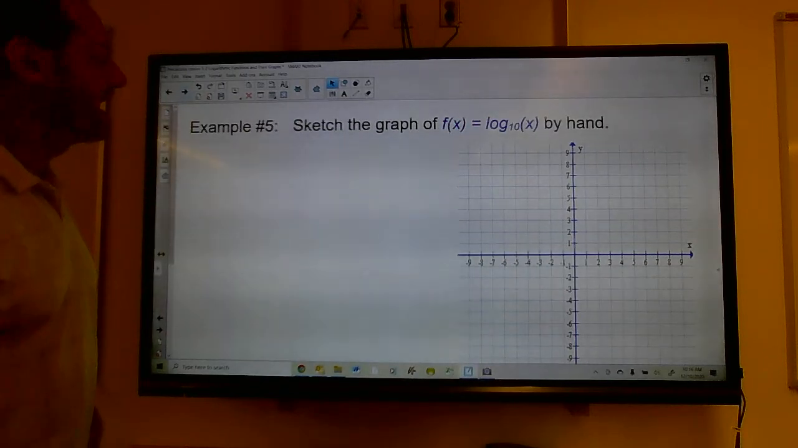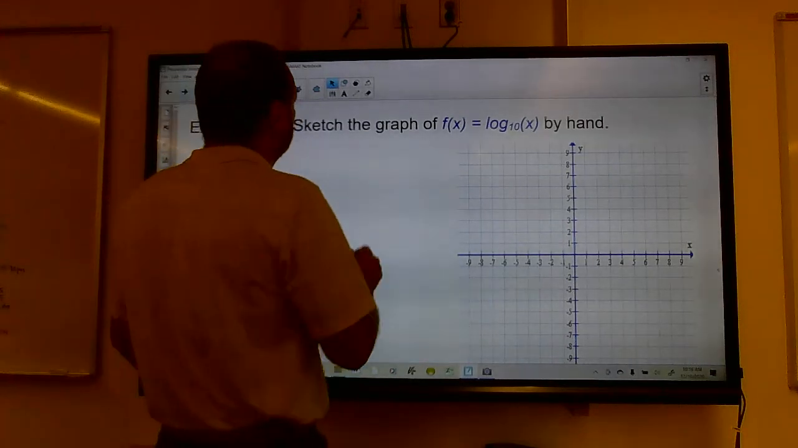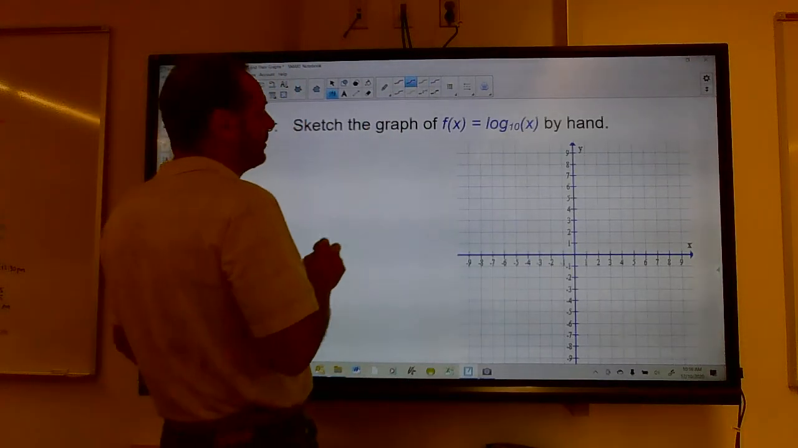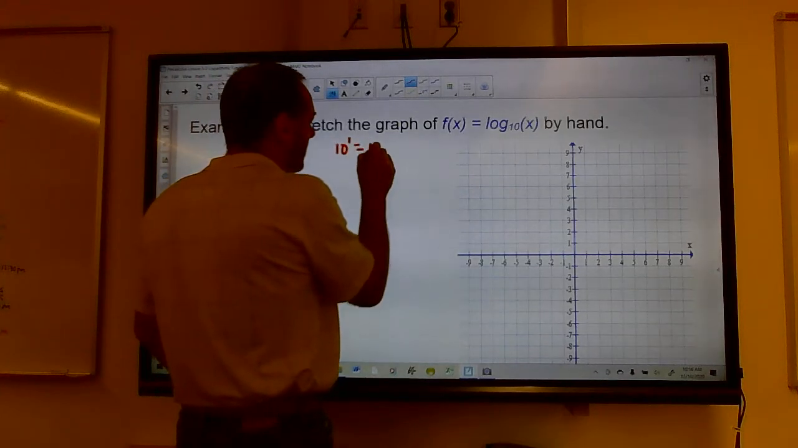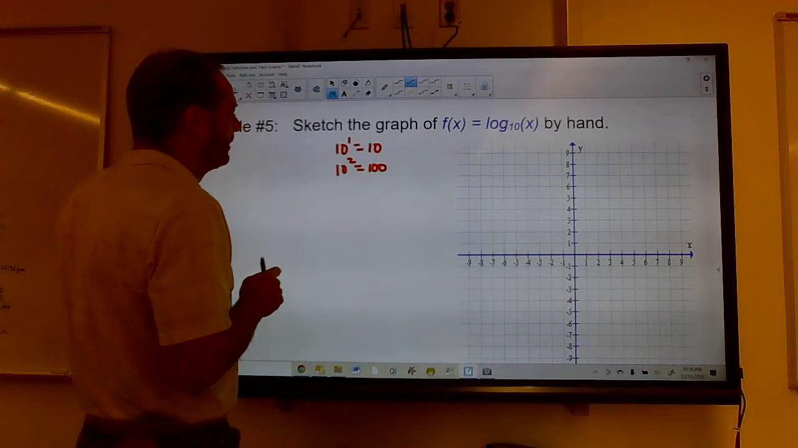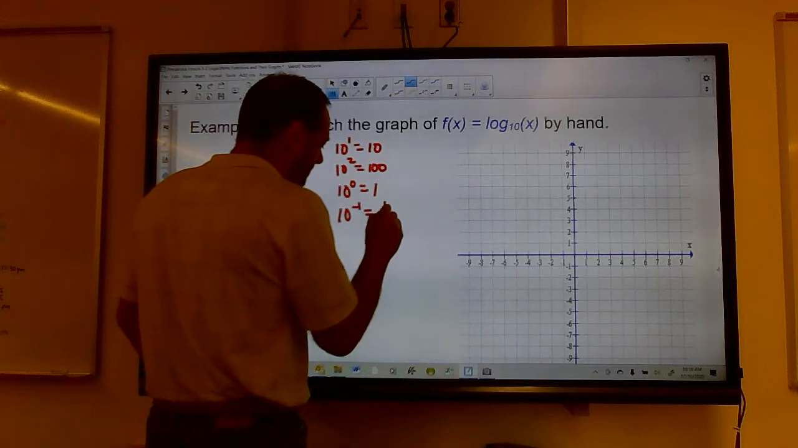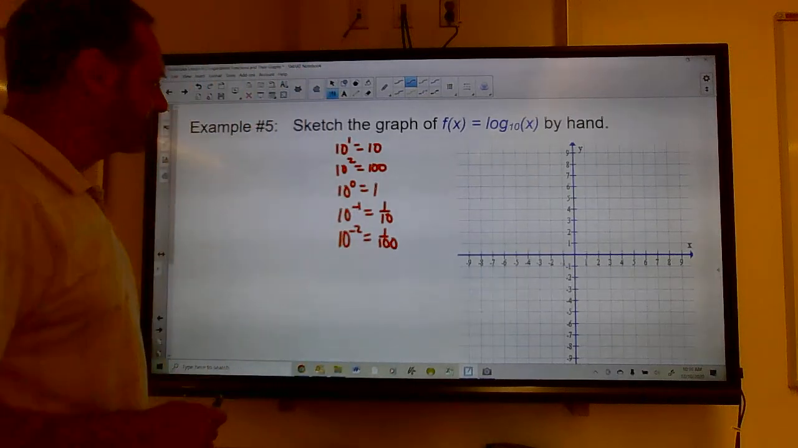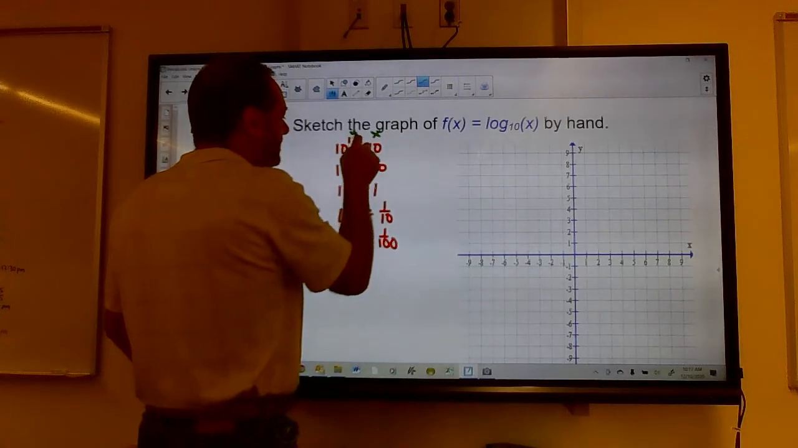All right, sketch the graph of f of x as the log base 10 by hand. Okay, so for me, it's always easier to imagine the exponents. So 10 to the first would be 10, and 10 to the second would be 100. Oh, that's already off my graph. Okay, so 10 to the 0 would be 1, and 10 to the negative 1 would be 1/10, and 10 to the negative 2 would be 1/100th. Okay, so just switch. Normally, this is your x and this is your y. Make these your x's and make these your y's here.